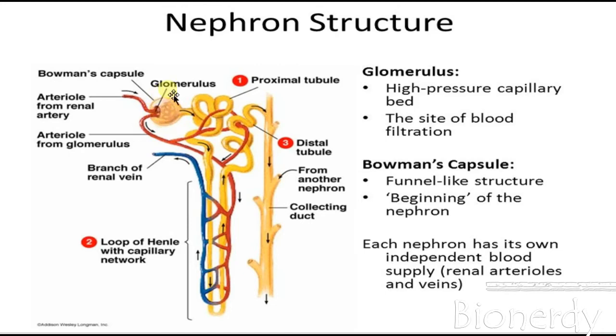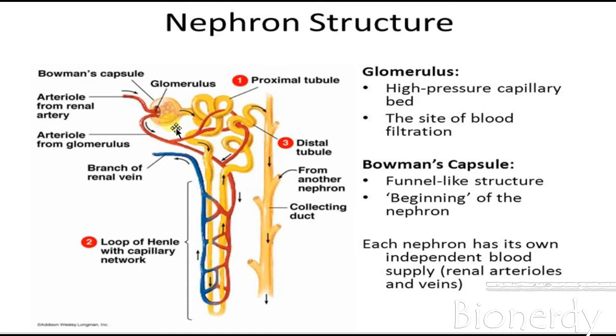So when the filtrate, which is coming with high pressure into the glomerulus, comes inside, it is pushed outside the glomerulus into a cup-like structure known as Bowman's capsule. The glomerulus has small pores in its walls, and they do not let the larger particles like proteins into this Bowman's capsule.